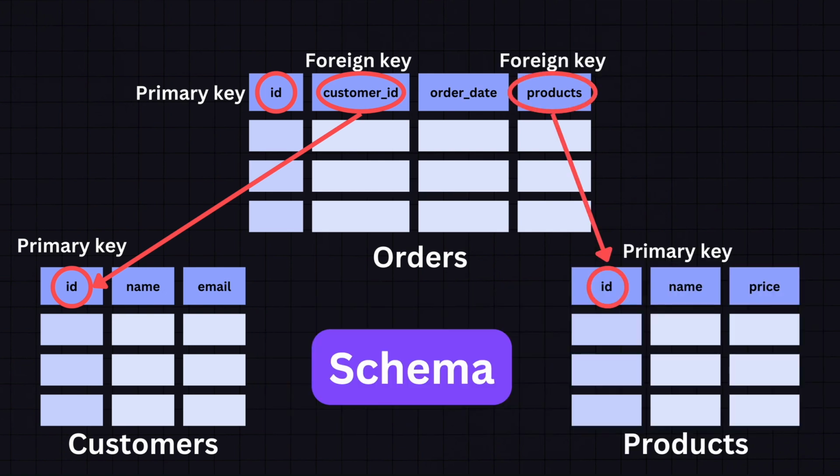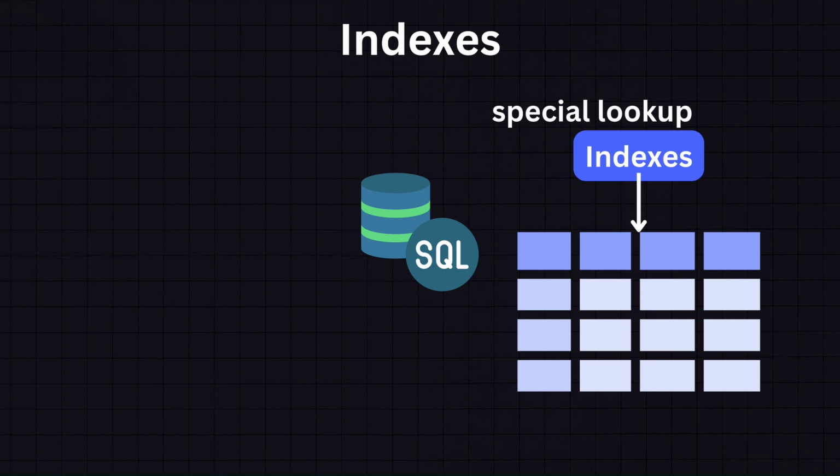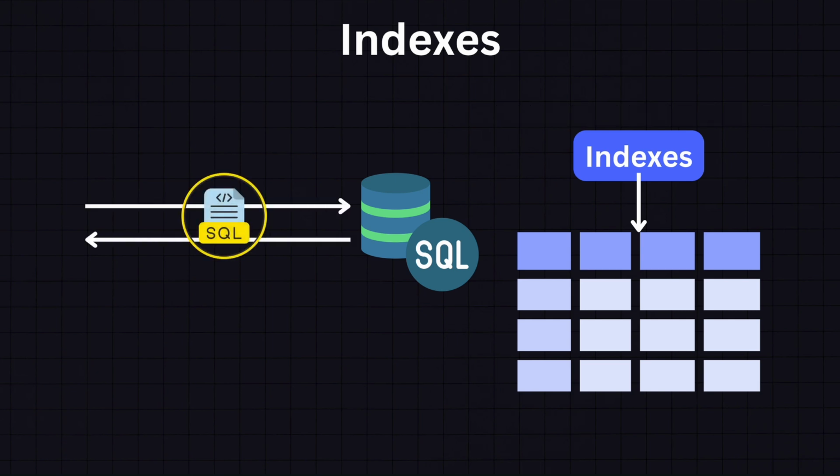And the schema is what defines how the entire database is organized in these tables. It includes tables and the relationships between them, and the structure of each table, like columns and data types. We use it as a blueprint for how data is stored in the database, ensuring that data is organized consistently. And the next important part are indexes, which are special lookup tables that our database search engine can use to speed up data retrieval.